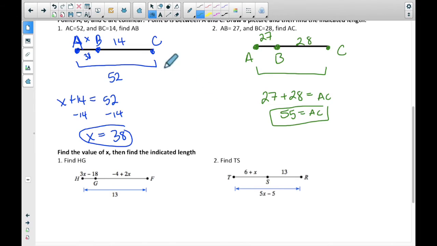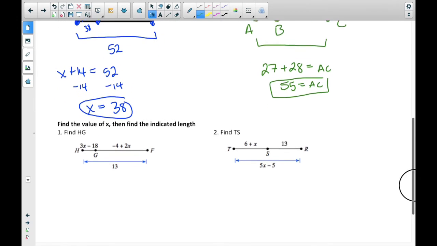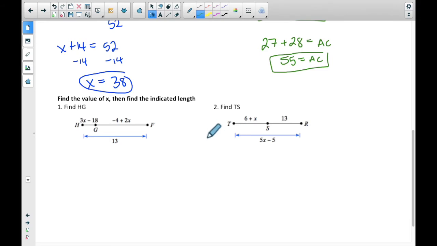So these were pretty basic because it was just a single number and a single x and what have you. Sometimes in geometry we start putting other variables and stuff in there, so our equations can start getting a little bit more complex. They're not harder, they're just a little bit more complex. And so it says find the value of x and then find the indicated length.